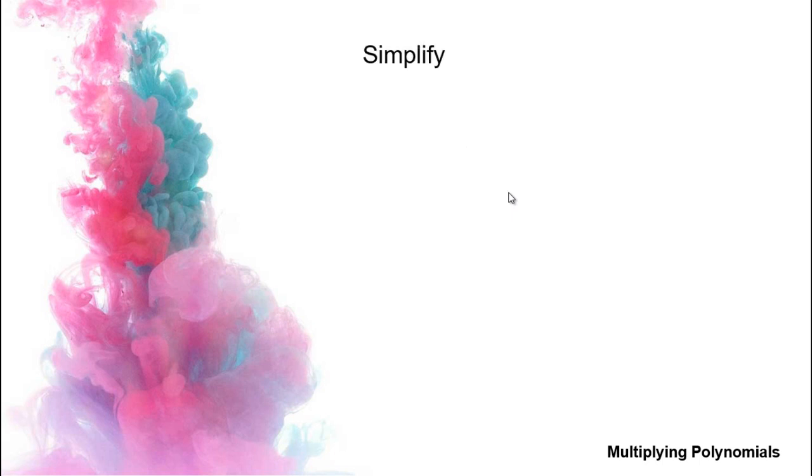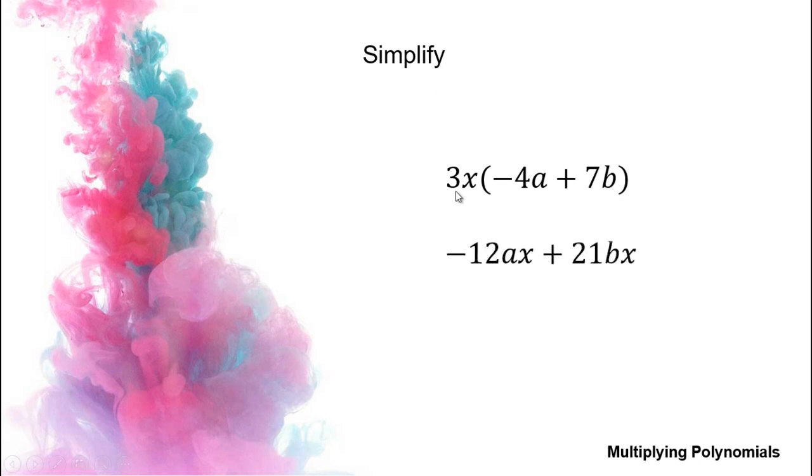So, another one. If I have here 3x times negative 4a plus 7b. What you're going to do is still multiply 3x, so negative 4a. So, you got negative 12. Then, they are not the same, so copy them alphabetically, ax. Then 3x times 7b, that is 21bx. So, that is our final answer.